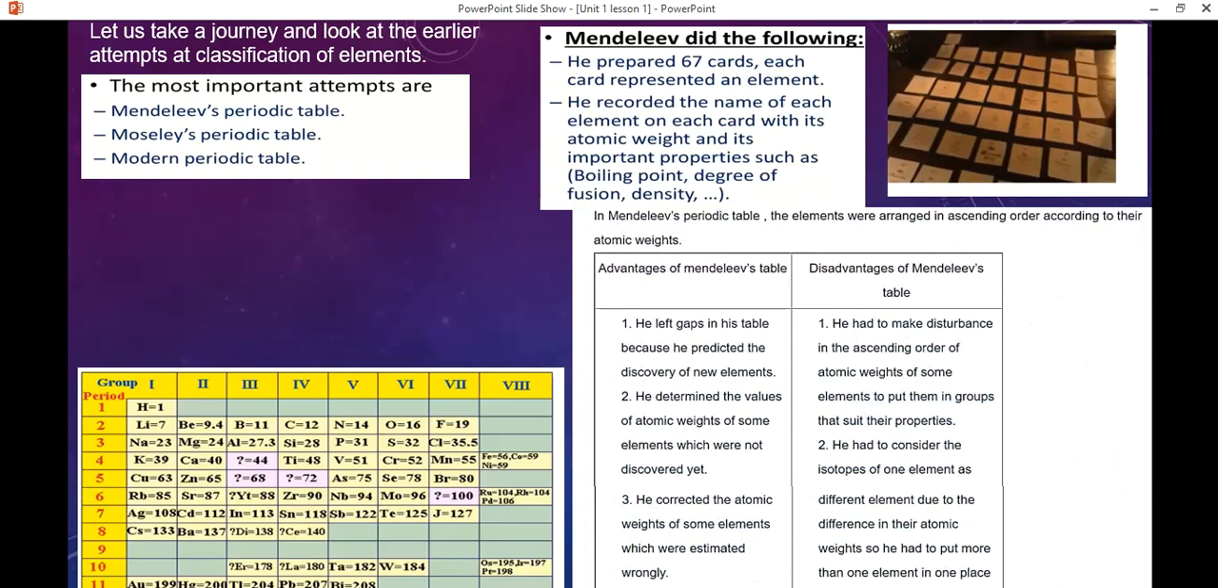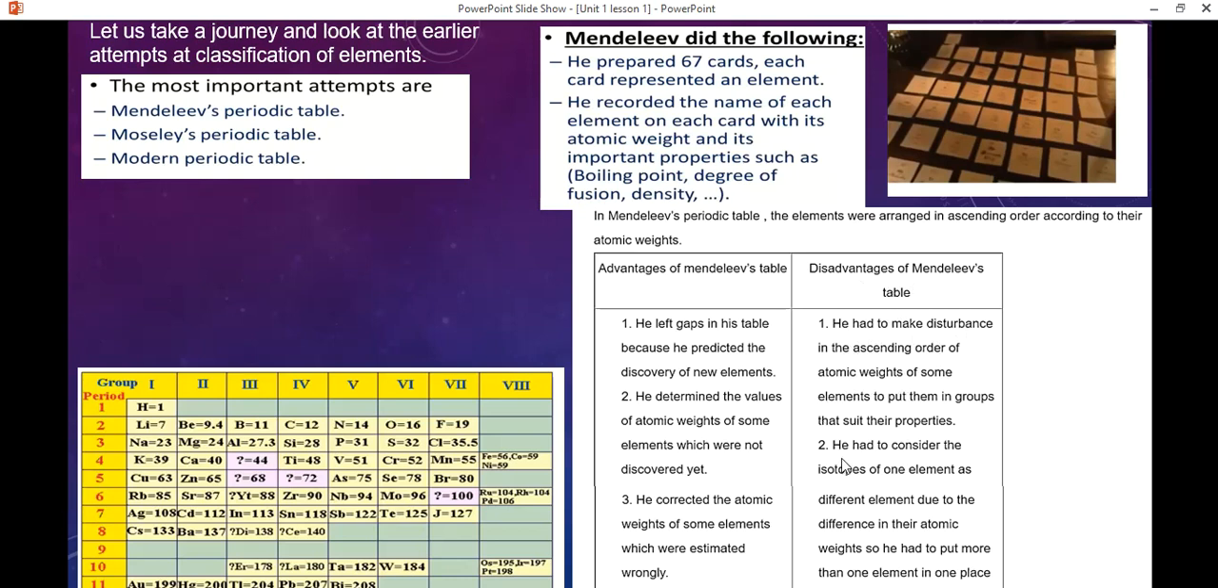And during classification of elements in his table, he made a disturbance in the ascending order to put the elements in their suitable properties. So, he preferred to put them in wrongly ascending order of atomic weight, but in correct properties. So, the Mendeleev periodic table has this advantage. The disadvantage of Mendeleev periodic table is that he had to make disturbance in ascending order of atomic weight.